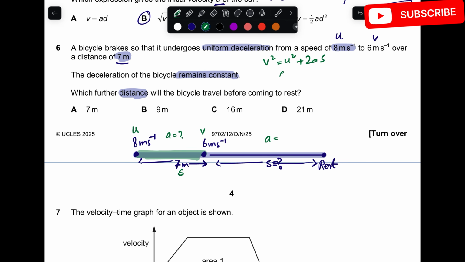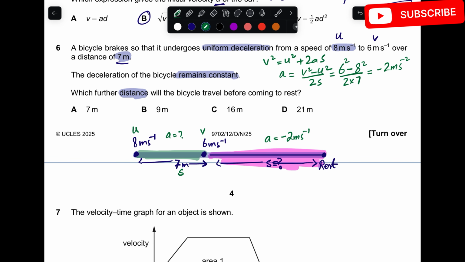a will be equal to v square minus u square divided by 2s. Putting the values, v is 6, u is 8, and s is 7. This will give us minus 2 meters per second square. Now let's solve it for this portion. Now we have acceleration is minus 2 meters per second square.